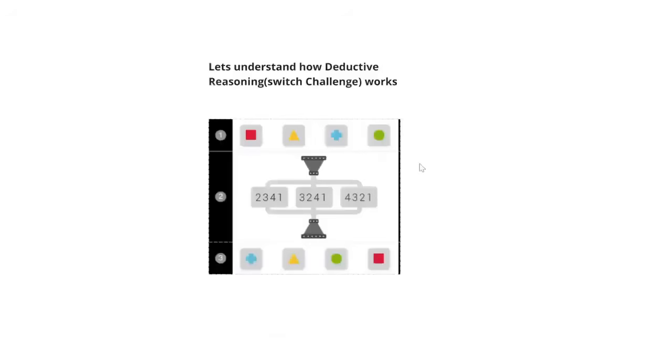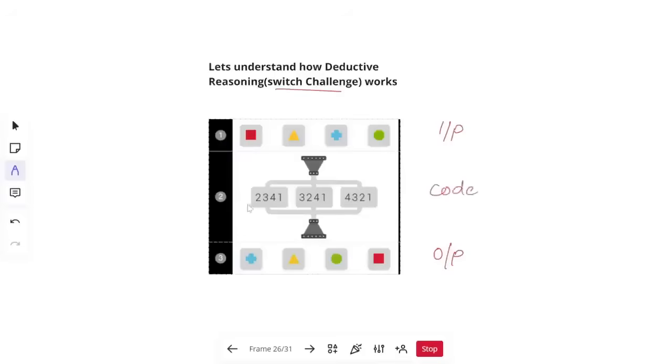So guys, let's understand how we can solve deductive reasoning switch challenge based questions. Okay, so see, I will be using this image to make you understand how this concept works. So basically in these types of questions, you will be having three things. You will be having an input, one output, and then different multiple codes that are given to you. Now you have to tell, if this input goes through a particular code, what will be the output you will get.